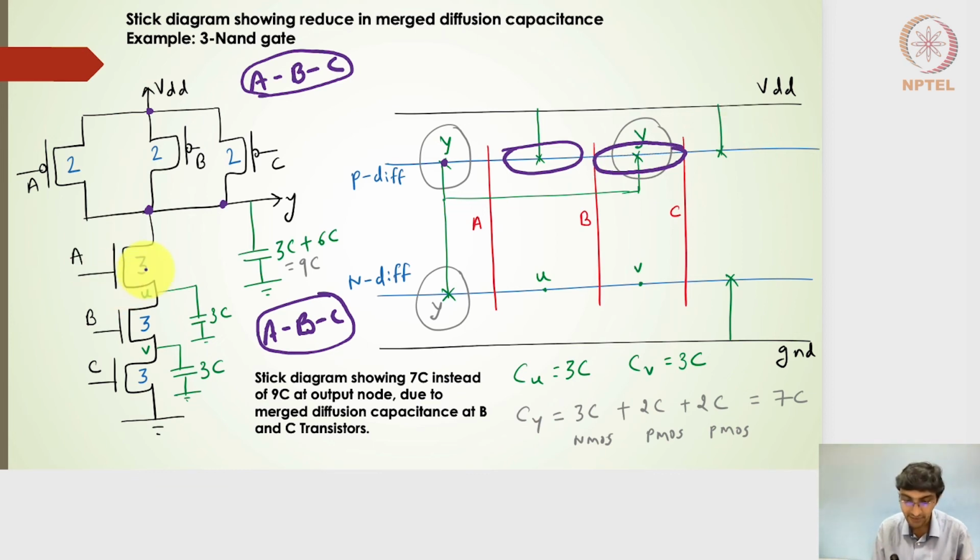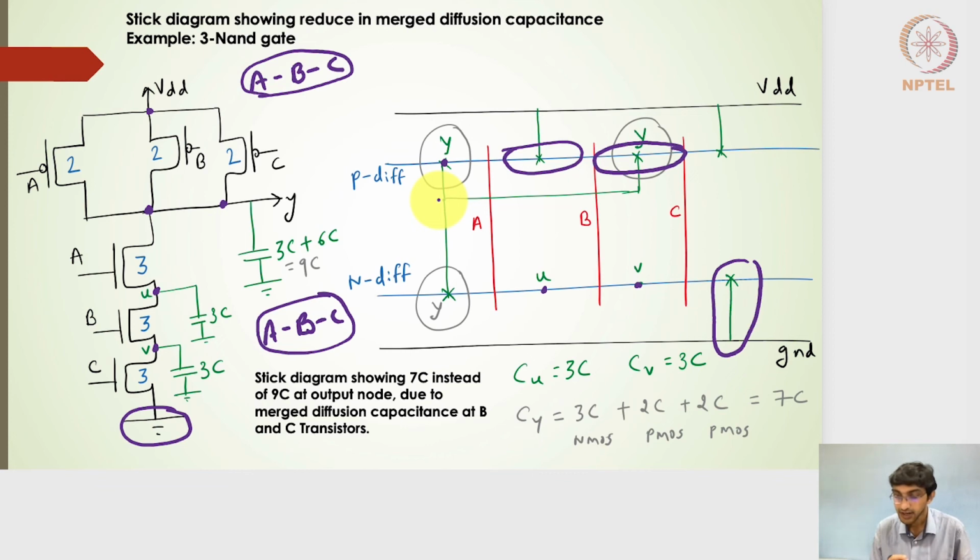On the pull-down side, I have the A, B, and C, so the merged uncontacted diffusion here. A and B, wherever it meets, is this particular point, which is the U point, and B and C, wherever the merged diffusion is there, that is the V point. The last diffusion on the C transistor is anyway connected to the ground, so that is implied here. And the first diffusion of the A transistor is connected to the Y output.